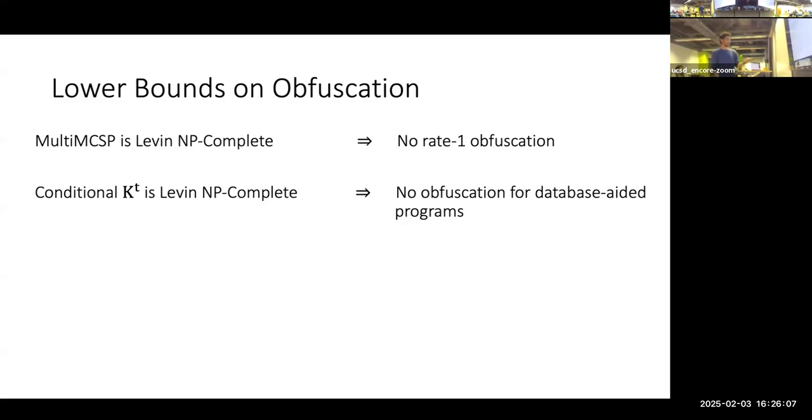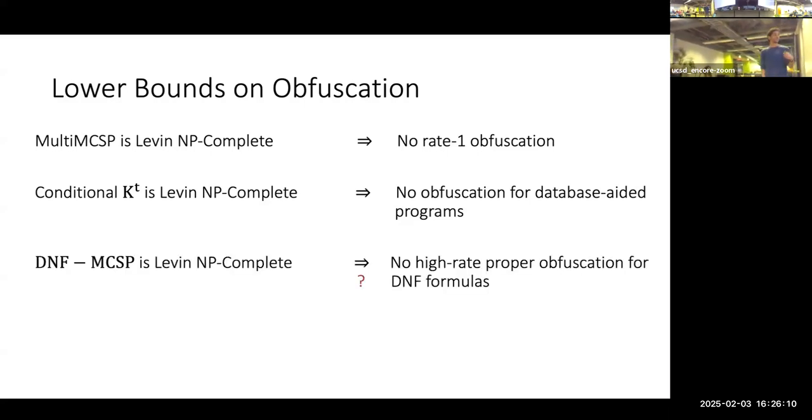And another result, where we didn't check the details, but there are works showing that DNF-MCSP is NP-complete. DNF-MCSP is the DNF version of the minimal circuit size problem. You get a truth table and you ask what is the minimal DNF formula size that computes this function. If we prove that this is NP-complete, it gives us a lower bound on proper obfuscation. Proper obfuscation for DNF formulas is an obfuscation that takes a DNF formula and outputs a new DNF formula that computes the original function.